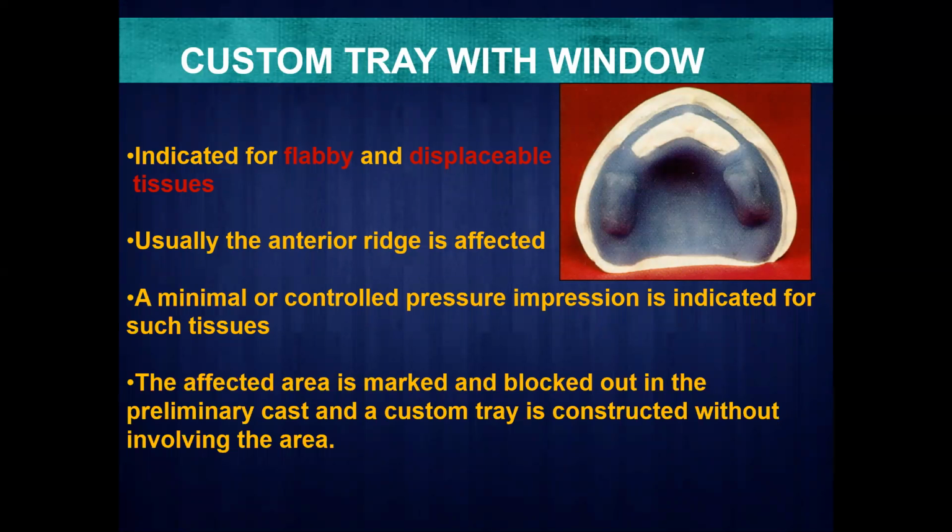Then the custom tray with the window. This tray is indicated for flabby and displaceable tissues, and usually the anterior ridge is affected. A minimal or controlled pressure impression is indicated for such tissues, and the affected area is marked, blocked out in the preliminary cast, and then the custom tray is constructed without involving the area.